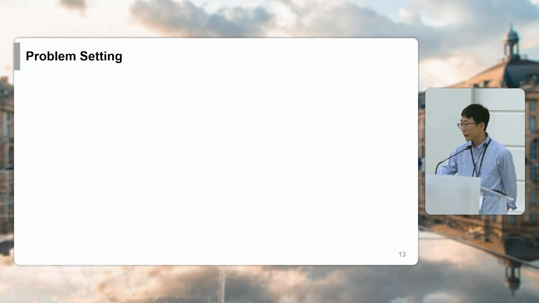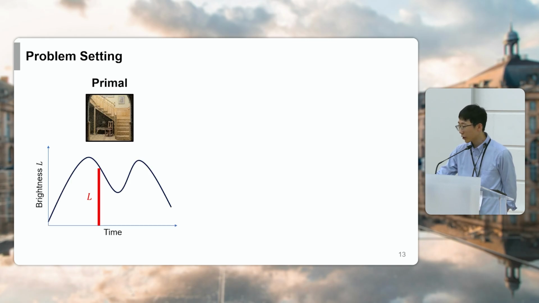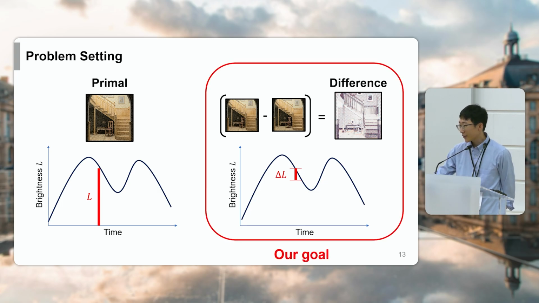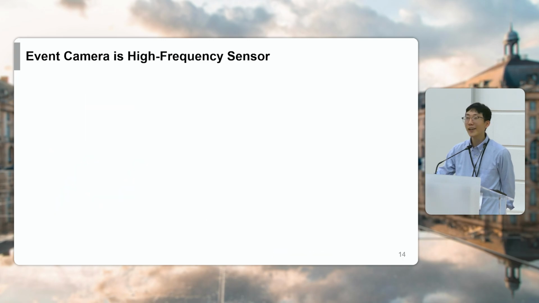Before discussing the algorithm, let's first define the problem. Our goal is not to reconstruct the primal brightness value itself, but to accurately estimate the temporal brightness changes. So one might ask, why not simply render the brightness like standard cameras and generate events from it? While this is possible, event cameras are primarily driven by high-frequency temporal signals, not guaranteeing low-frequency accuracy.